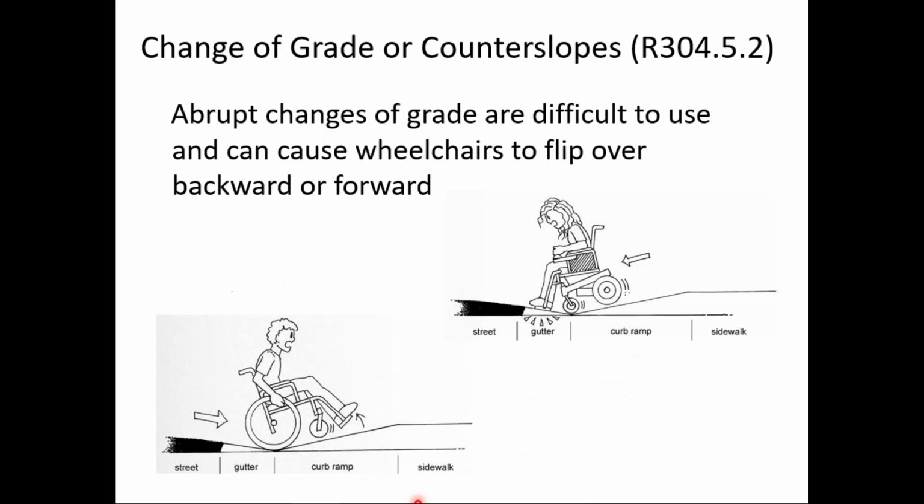Something else to consider is the change of grade or counter slope at the gutter. You can see an abrupt change of grade here, and going from the ramp to the street can cause the footrests of this manual chair to bottom out. Or down here, this individual's going from the street to the sidewalk, go up the curb ramp. There is a potential, if that change of grade is too great, that the wheelchair could actually tip over.